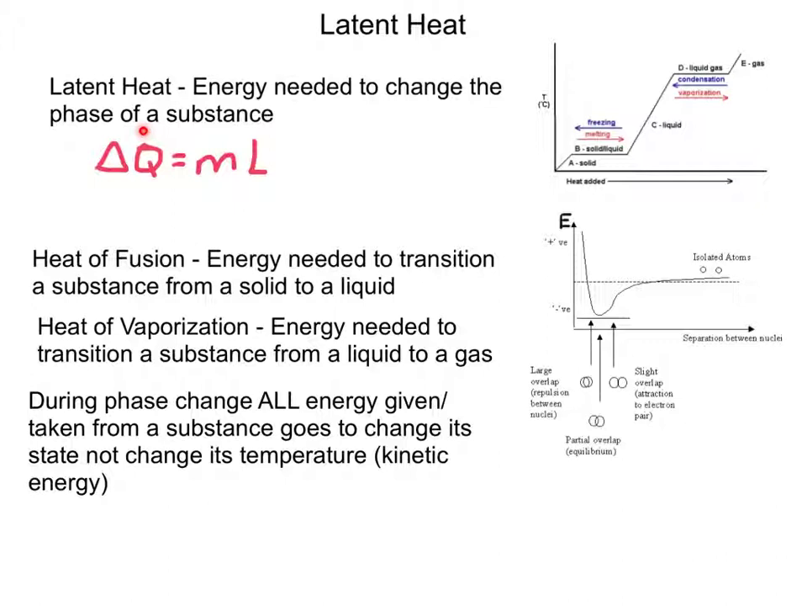Whenever you're going this way up through it, whenever you are melting or vaporizing, changing from a liquid to a gas, you're going to use a positive delta Q, and you're going to use a negative delta Q when going the other way. The thing is going to require that it gives off energy coming from a liquid down to a solid. It's got to give it off.